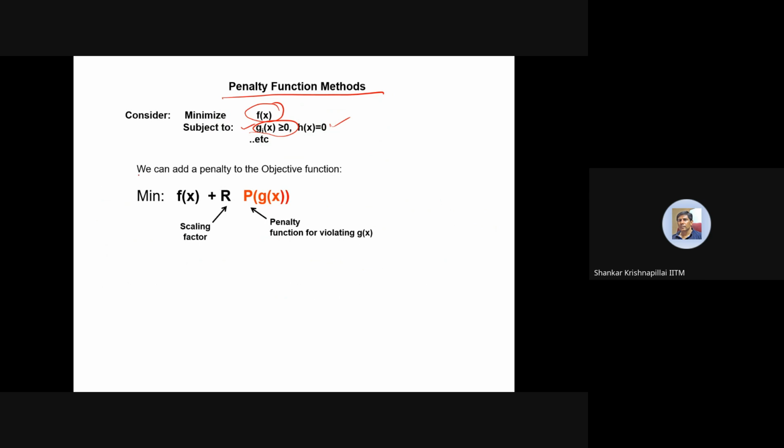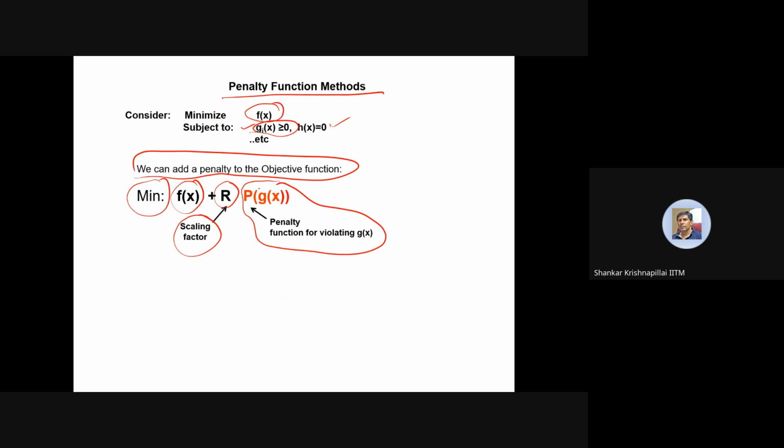What we do is that a penalty is added to the objective function. So now you have to minimize the objective function plus R, where R is a scaling factor. It will be a number like 1 or 10 or 100 or something like that. And then this is the most important thing, P of g of x. P is the penalty for violating the constraint g of x. So f of x plus this entire term is added.